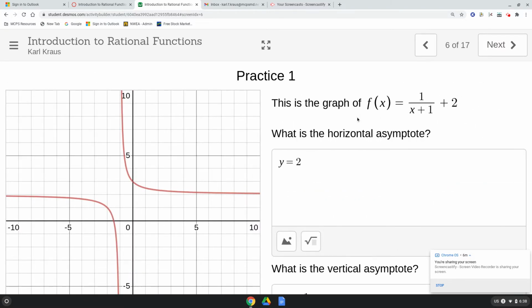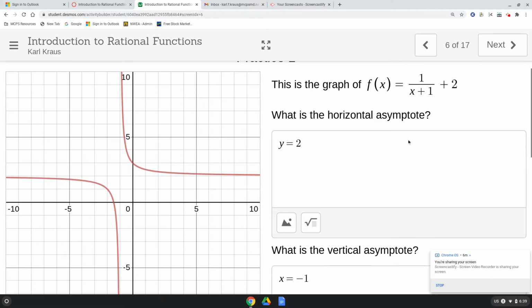Here's a practice graph, 1 over x plus 1, plus 2. The horizontal asymptote is this horizontal line right here, y equals 2. The vertical asymptote is x equals -1. Notice that we're adding 2 here. That's the horizontal asymptote. The vertical asymptote, -1 would make this denominator 0. So that's the vertical asymptote.